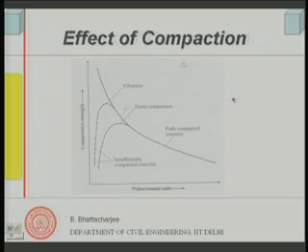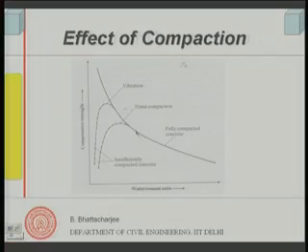Let us see what is the effect of compaction. This shows water cement ratio versus compressive strength. Supposing I do a full compaction, fully compacted concrete with standard proper vibration, no problem. But if I do hand compaction, I will find insufficiently compacted concrete as I go to a low water cement ratio, because the flowability of the concrete will be less.